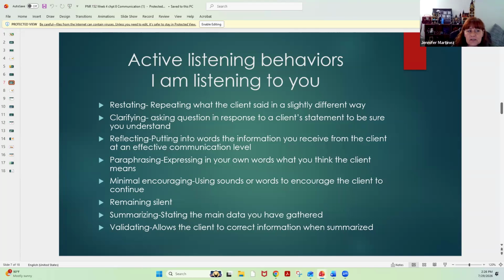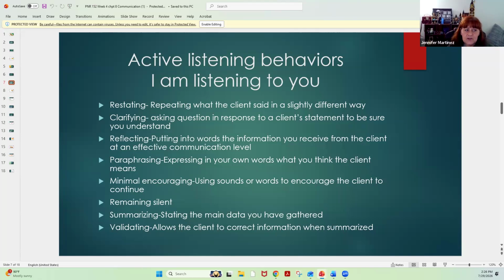Clarifying is asking questions in response to a client statement to be sure that you understood. So the client says, my chest hurts. The nurse could say, exactly where does your chest hurt? So it could be like, okay, I said my chest hurts. Now she wants to know where. So I could point to an area on my chest where my chest hurts.